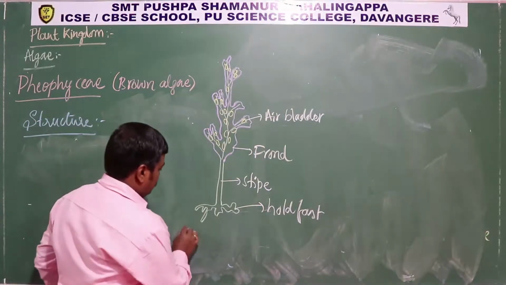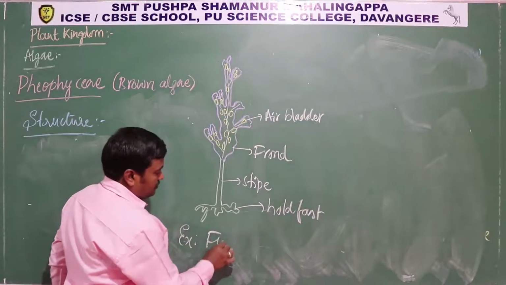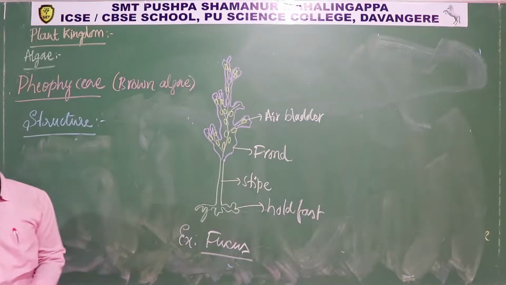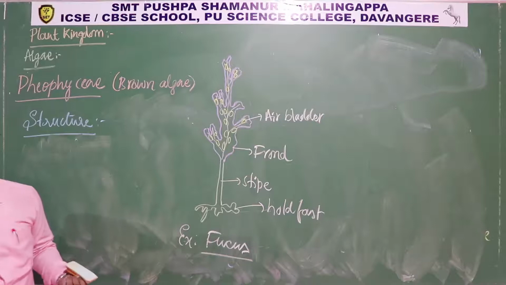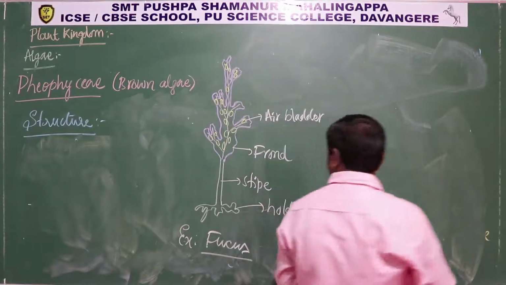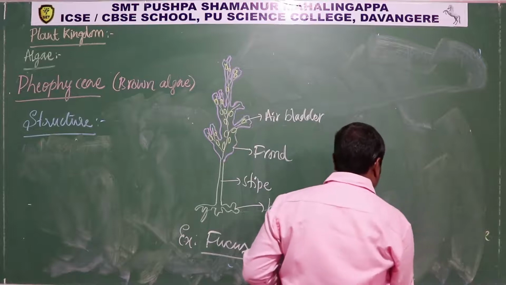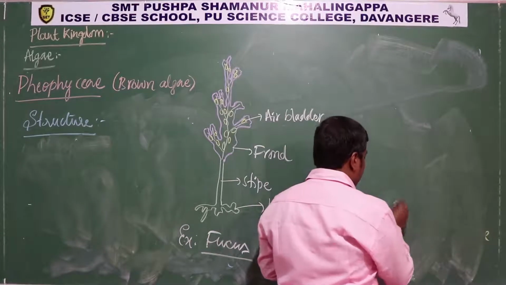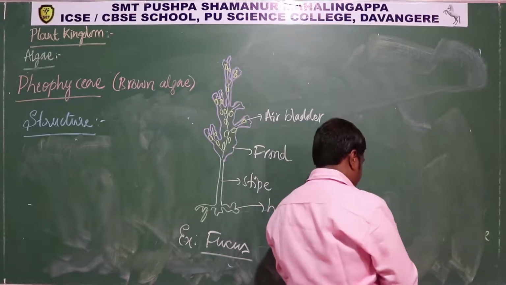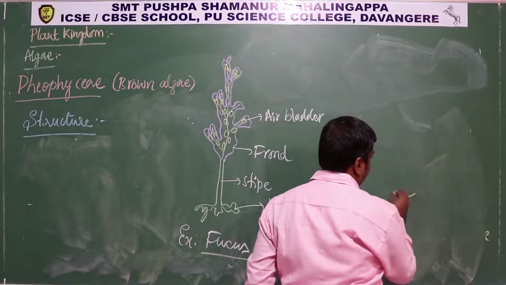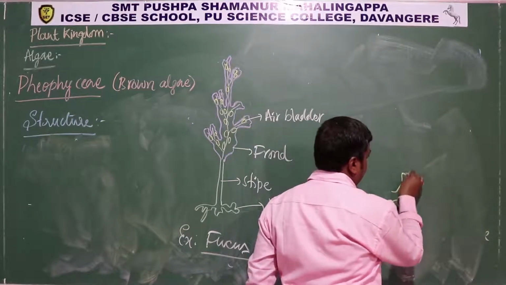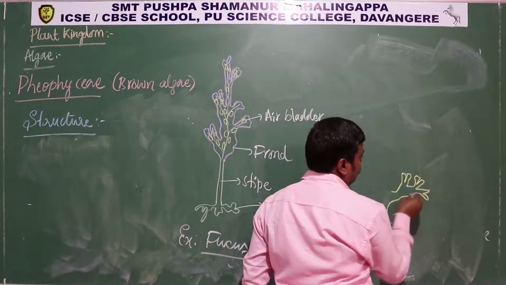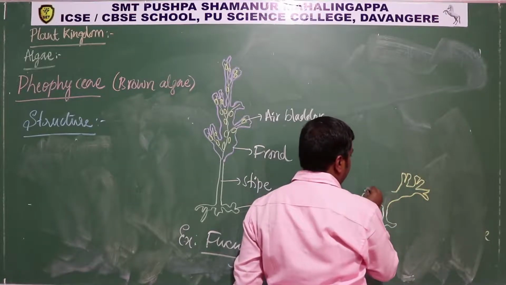So this example is Fucus. Okay, let me see one more example, that is Dictyota. There is one more example called Dictyota. So this Dictyota also has a hold fast, a small stipe and a highly branched structure.